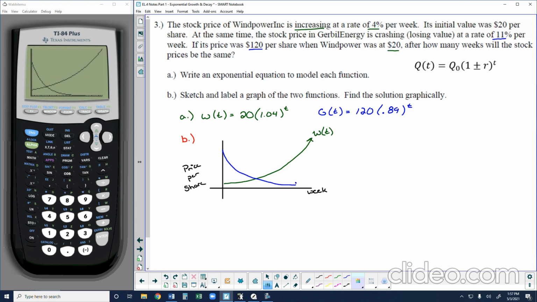Okay, so this is my sketch. It's not perfect, but it gives us a representation of the equations. So if I want to find the solution graphically, I want to find after how many weeks the stock prices will be the same. I'm looking for the intersection place there. So I can find that intersection place using the second trace feature, making sure I select both curves. And here we have an approximation. So we'll go ahead and round this to two decimals.